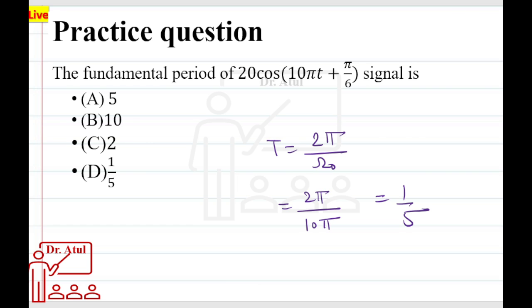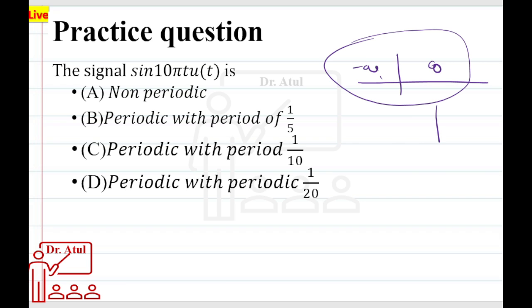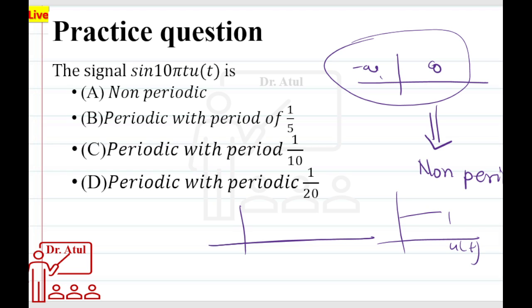This okay? Very good. Number 5. Next, the signal sin 10 pi t into u(t). See, a periodic signal should be from minus infinity to plus infinity. If it is not from minus infinity to plus infinity, then it is non-periodic. So when you multiply sin 10 pi t into u(t), u(t) is like this, and sin 10 pi t is like this.